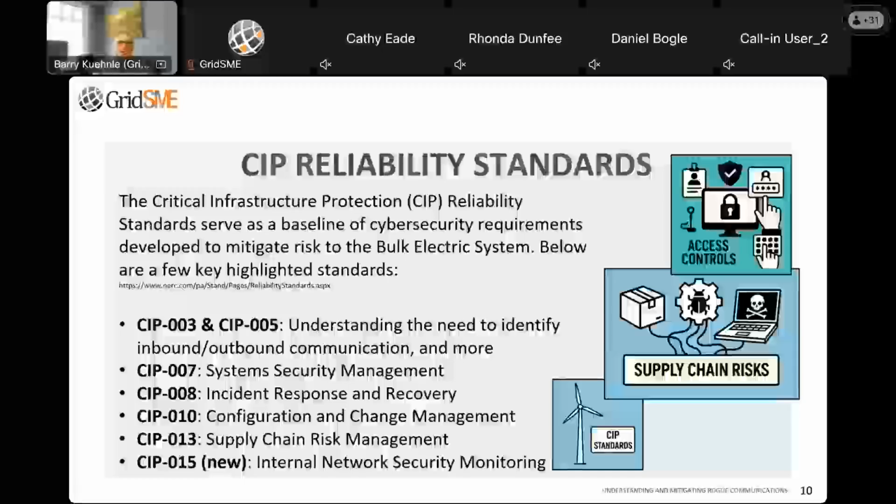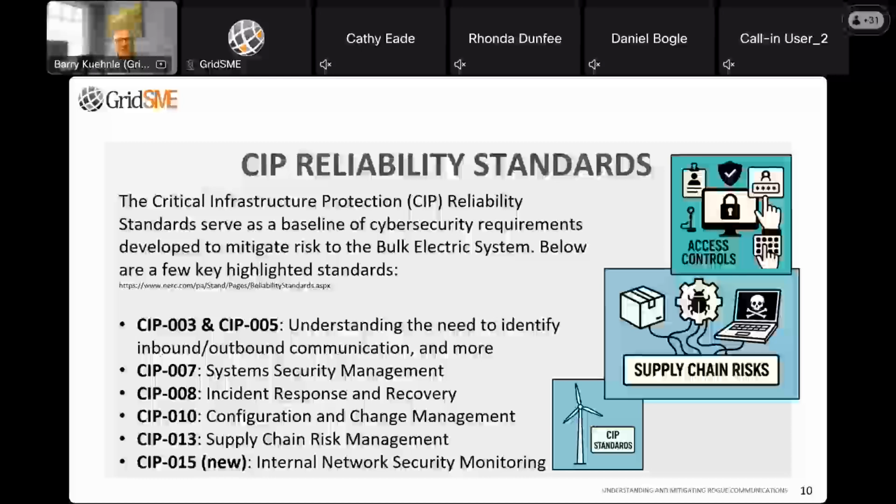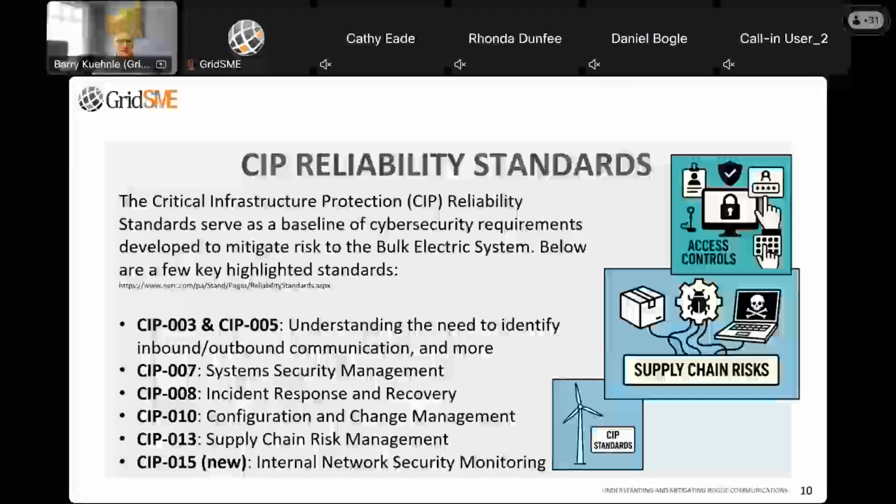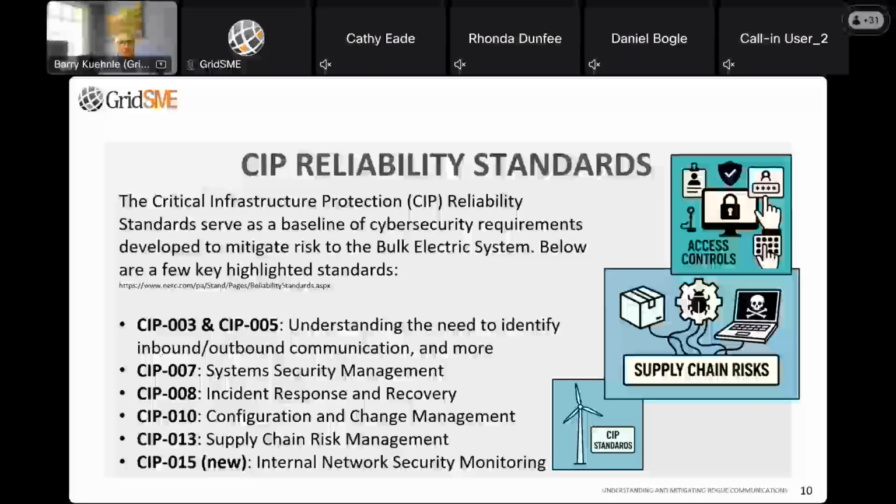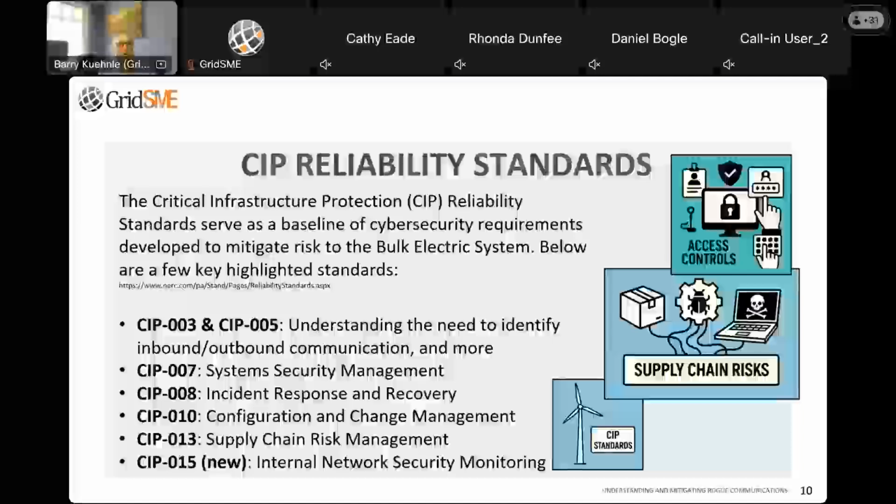Okay, we're coming here to the end, and I just want to talk a little bit about the CIP reliability standards, because like I said, I've been doing this the last 15 years, focusing on the CIP standards. GridSME does work in the electric sector, so it wouldn't be prudent for me not to have a discussion on CIP. So I'm not going to go through all the CIP standards, and I'm just going to touch on a few highlights of each one of them.